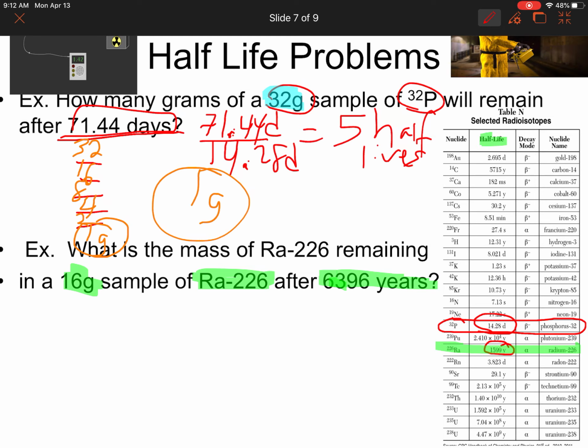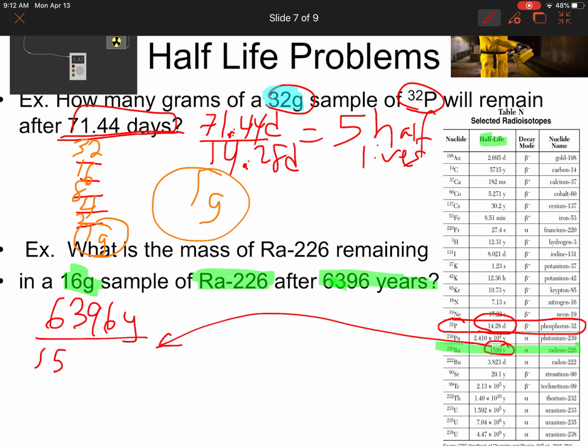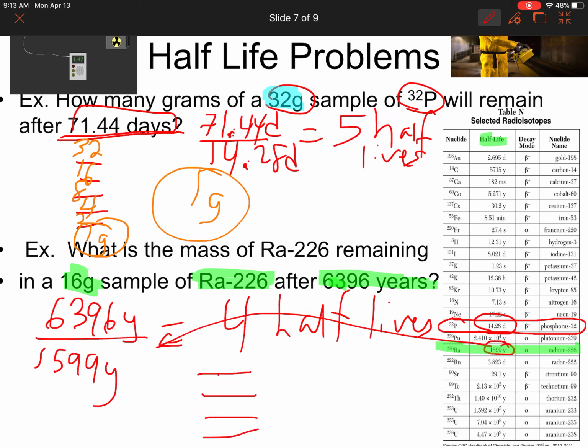They give us the total time here, 6,396 years. What's the half-life here? The half-life is this number, 1,599 years. Okay? You divide them, you're going to get 4 half-lives. So then how many lines do we draw? Well, 4. 1, 2, 3, 4.